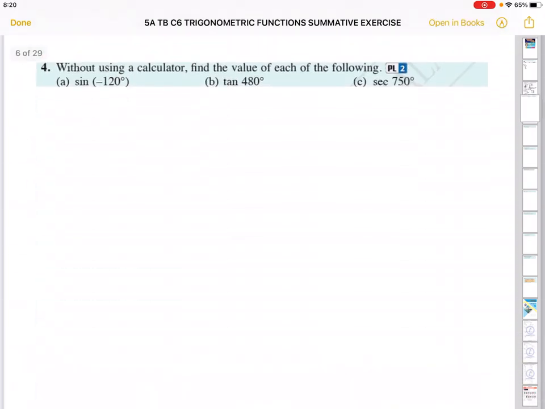Without using a calculator, find the value of each of the following. Okay, now when we say without using calculator, normally we're referring to using the special angles. The special angles will be 30, 45, and 60. These are the 3 special angles that we normally use. You can use triangle. You can use finger rater. I call it finger rater. Use finger to actually work out the values.